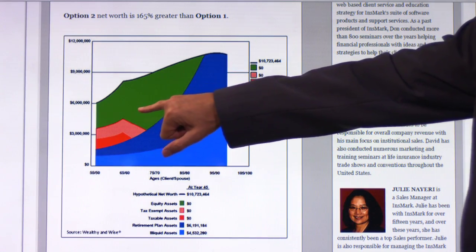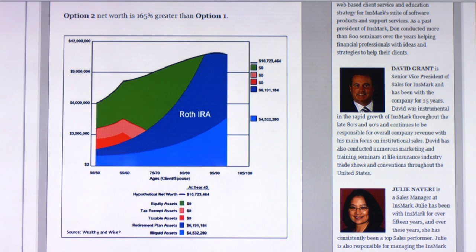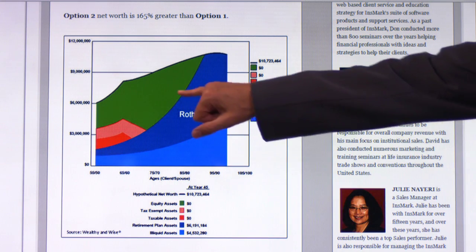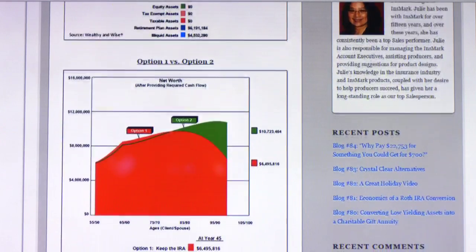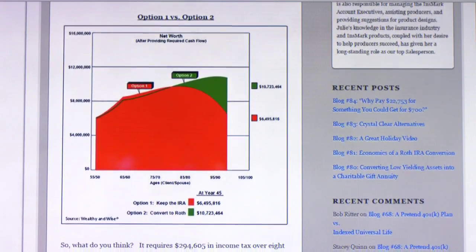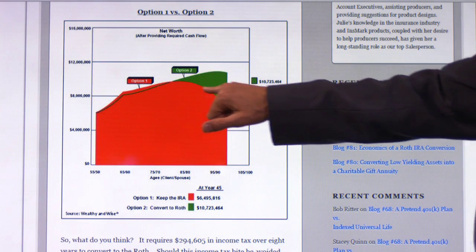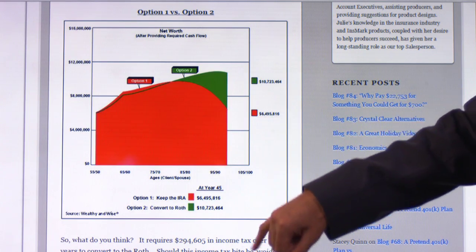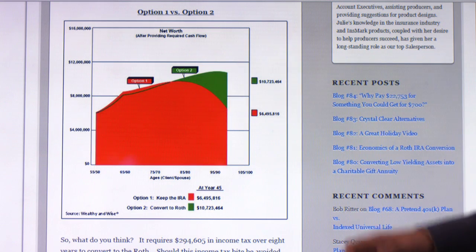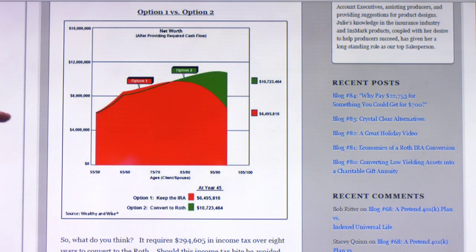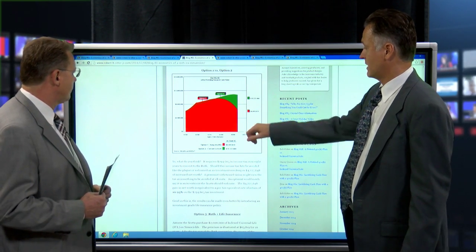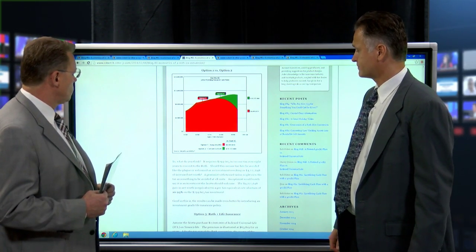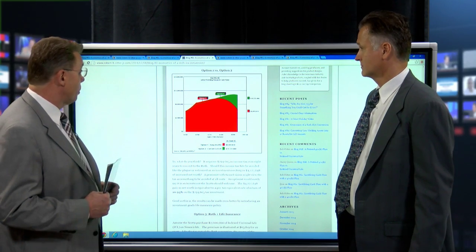Okay, so this is option two. As you can see, if we convert the IRA to the Roth over that 8-year period, we end up with a $10 million net worth. And just to compare the IRA versus the Roth conversion, with the IRA you end up with $6.5 million in net worth. With the Roth conversion, including the tax that you have to pay, net of the tax, you end up with $10 million out at age 100. Well, that's huge, actually, when you think about the spread on that.